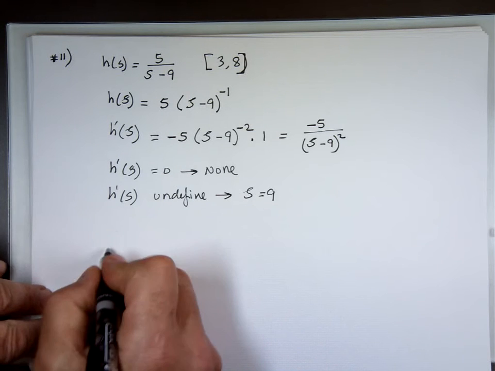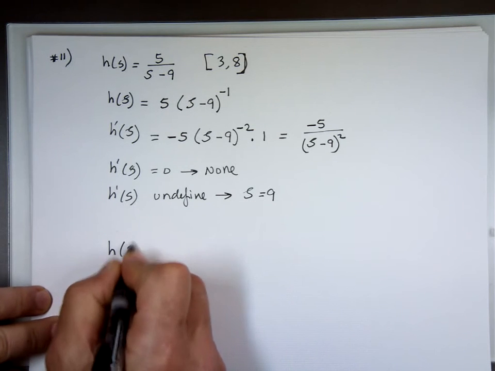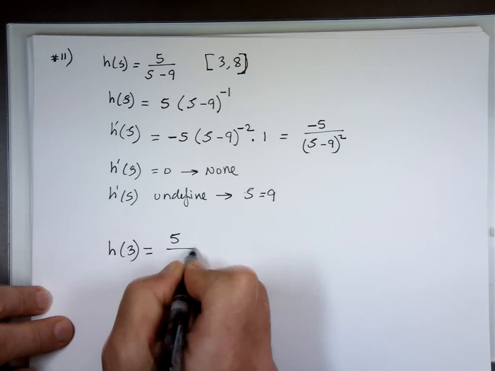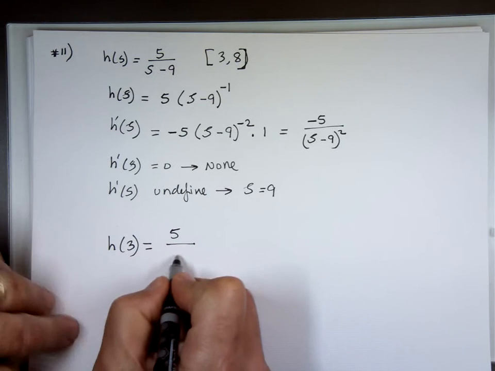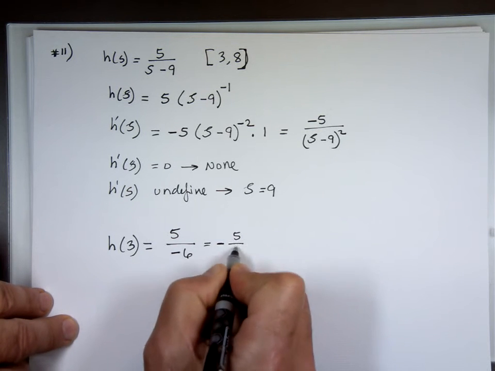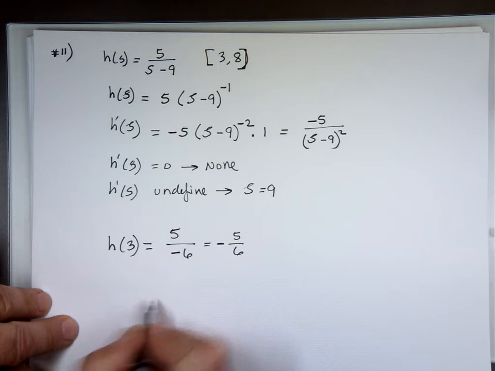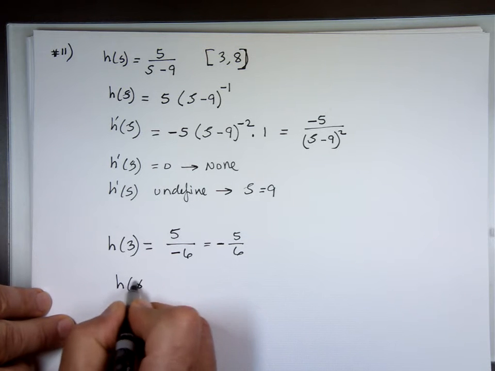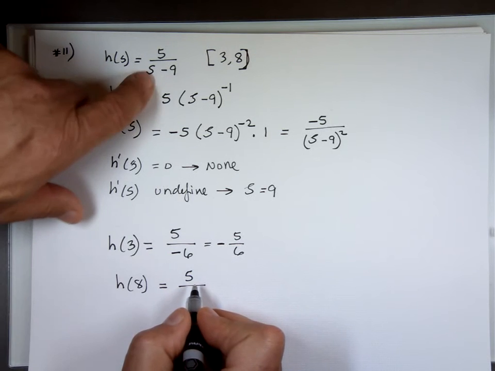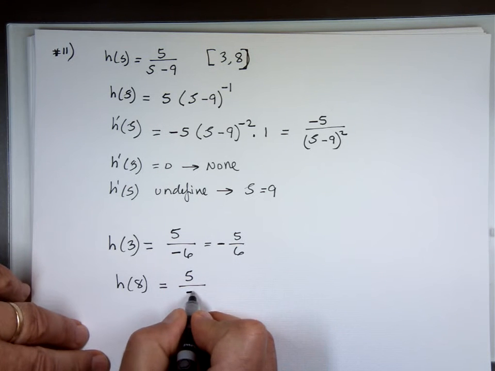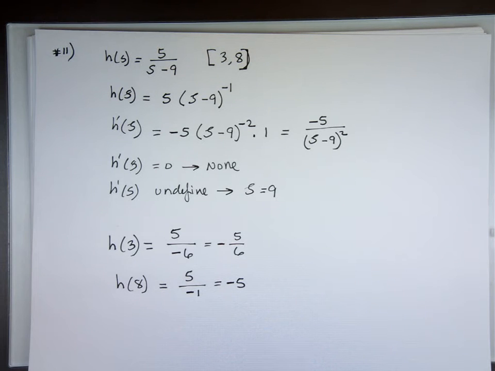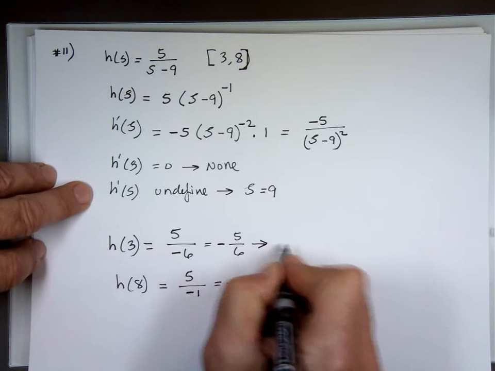So what is h of 3 now? 5 over 3 minus 9, which is what? Negative 6. That's a negative 5 over 6. How about h at 8? 5 over 8 minus 9, which is what? Negative 1, that's a negative 5. Which one is bigger? This one is the larger.